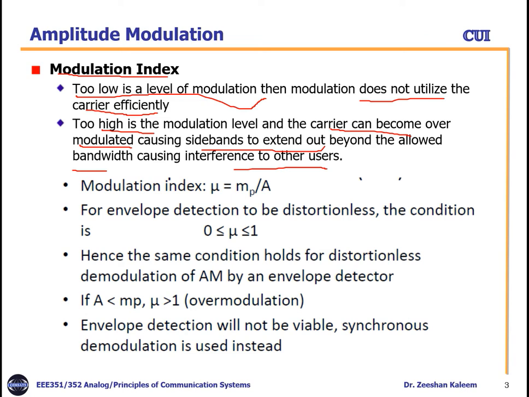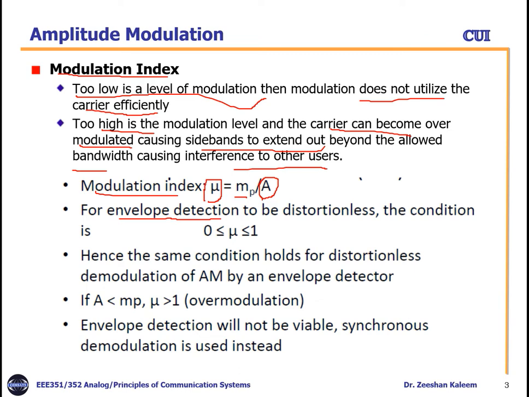So how do we calculate modulation index? Let's discuss this first. Modulation index is represented by mu, and we calculate it as the ratio of the message signal peak value and the carrier signal amplitude, right? So mu = mp over A.